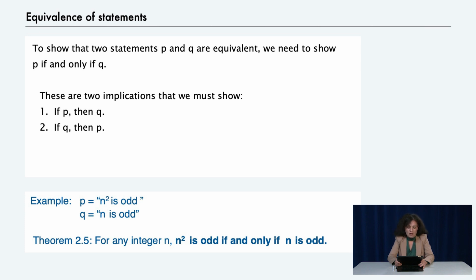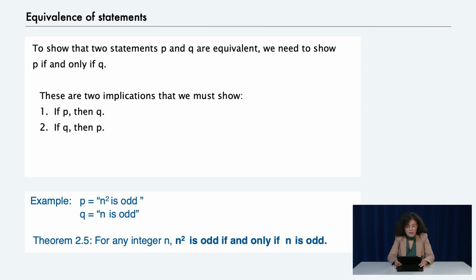Let's look at another concrete example. If, again, we have P, our premise, equal to n squared is odd, and Q equal to n is odd, then we will have, for any integer n, n squared is odd if and only if n is odd. We will show both directions of that if and only if statement. But first, let's talk about how we can do this.